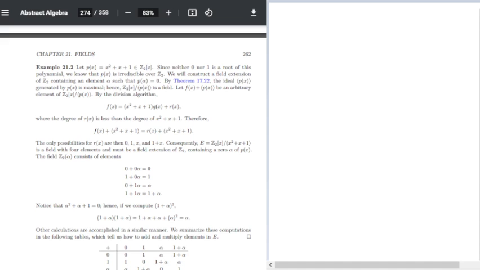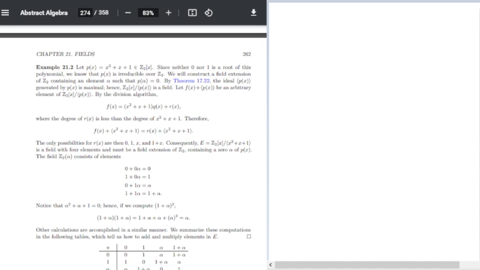Let f(x) + ⟨p(x)⟩ be an arbitrary element of Z_2[x]/⟨p(x)⟩. By the division algorithm, f(x) = (x^2 + x + 1)q(x) + r(x), where the degree of r(x) is less than the degree of x^2 + x + 1. Therefore, f(x) + ⟨x^2 + x + 1⟩ = r(x) + ⟨x^2 + x + 1⟩. The only possibilities for r(x) are then 0, 1, x, and 1 + x.